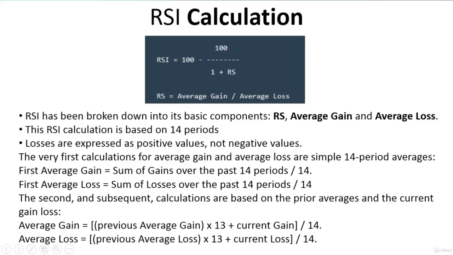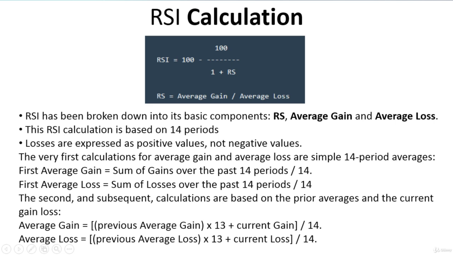Let's understand the RSI calculation in simple form. RSI is basically a mathematical calculation, as the picture on your screen shows. That is, RSI is 100 minus 100 divided by 1 plus RS. Please mind that RS is not relative strength index. RS means relative strength. Relative strength is calculated as average gain over average loss. RSI has been broken down into its basic components: RS, average gain, and average loss.